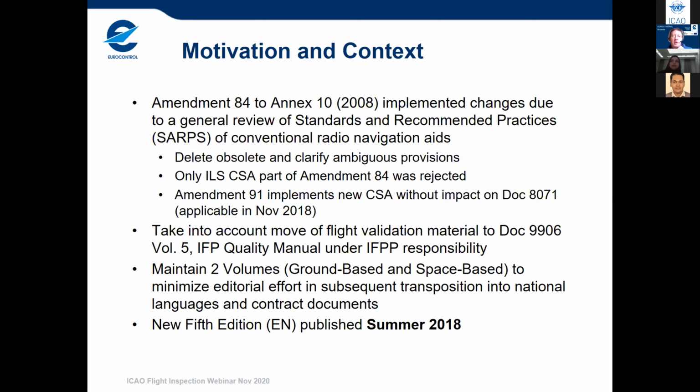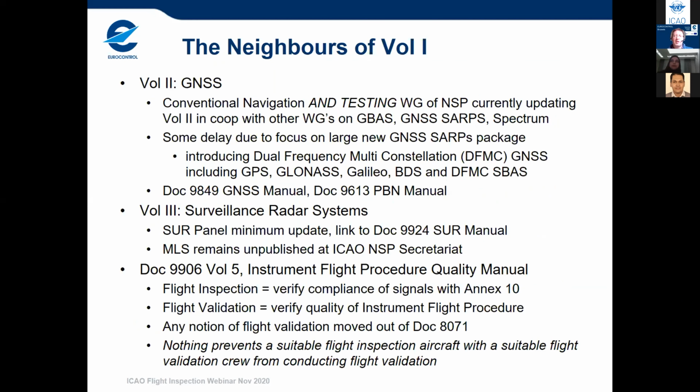The main big editorial change is to move out all the flight validation material from 8071 to Doc 9906, as was already shared as one of the related documents. And the main two volumes remain the two volumes, 1 and 2, on ground and space based. Those will be kept as 2 volumes, and the new 5th edition was published in summer 2018 in English, and then I'm not sure what the status of the other languages is.